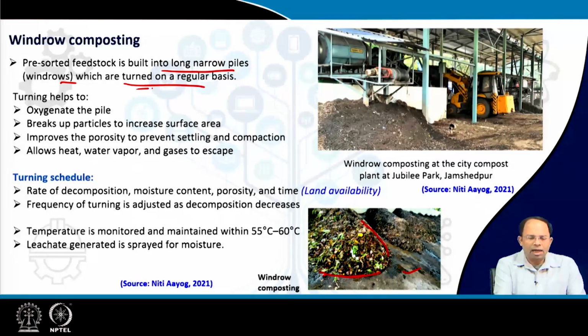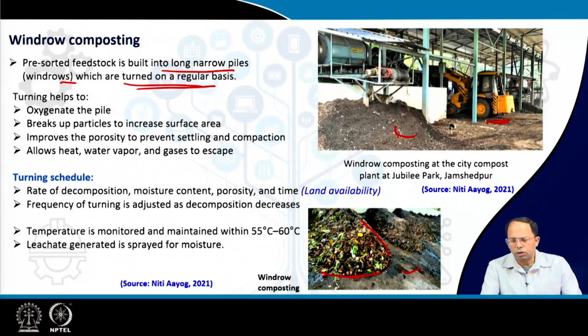So, we have to turn the windrows on a regular basis. As you can see, we use different kinds of machines for that, like bucket loaders. The bucket loaders can lift the garbage, lift the compost or that organic matter, and then make it into this form of a pile. Or there is something called a turning machine, which I will show you an image of. Those kinds of machines can also be utilized, which can keep on mixing the garbage piles. This is how windrow composting is done at the city compost plant at Jubilee Park in Jamshedpur. This is how the composting plant looks.